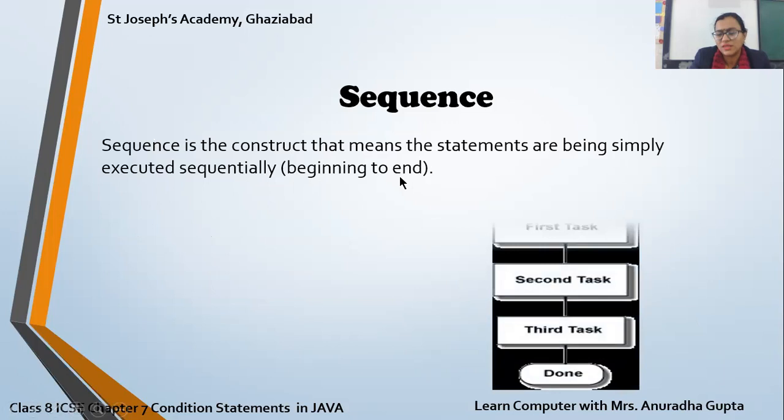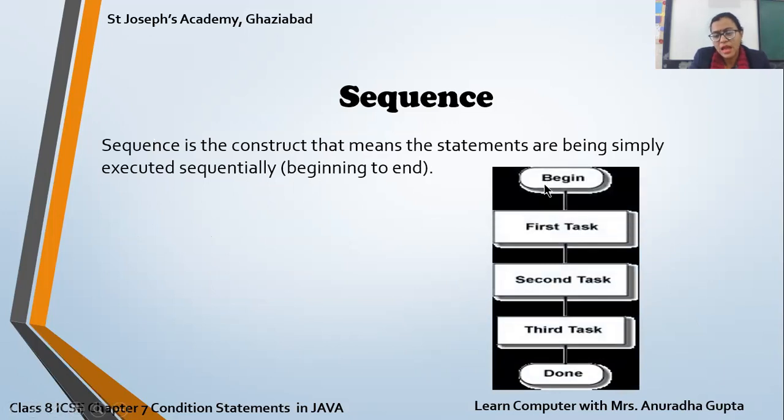Let's have a look at one diagram. Here we start our task with the first, then we move on to the next, second task, then third task, and like this up to the last. In sequence execution, the program executes its statements from beginning to end.